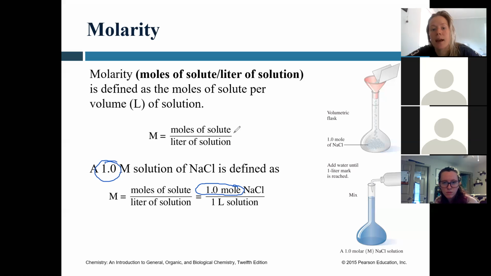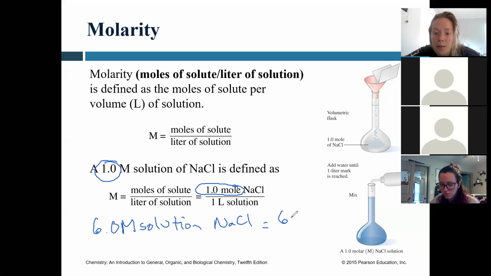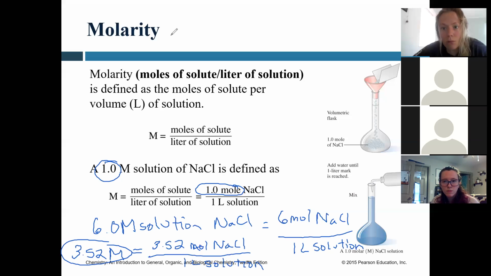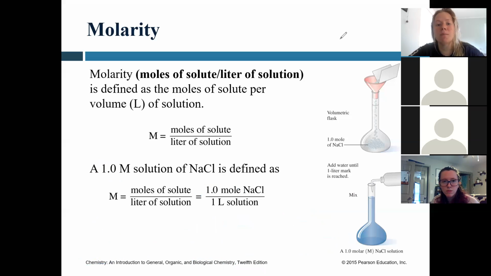So let's change this. Instead of saying I have a 1 molar solution, say I have a 6 molar solution. Okay, so if I have a 6.0 big M solution of NaCl, that is like saying I have 6 moles of NaCl in every 1 liter of solution. All right, it's always per liter. If I had 3.52 molarity, it would be 3.52 moles of the NaCl for every 1 liter of solution. So always pair that number with your top value if you're trying to get it into a conversion factor. I would say molarity is probably the most common way that we measure concentration in chemistry.